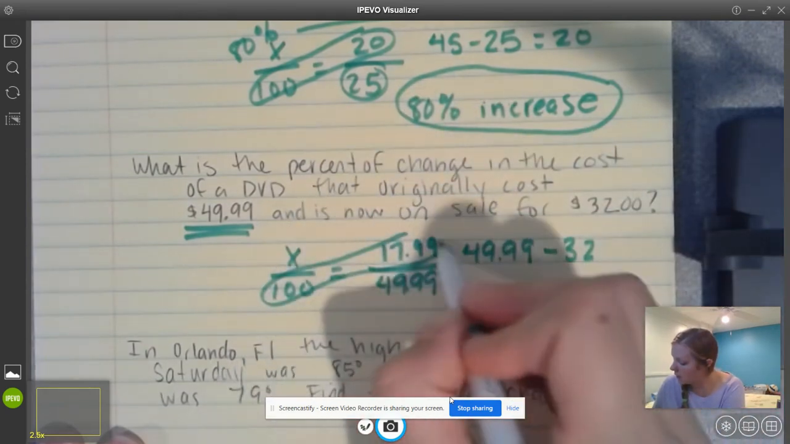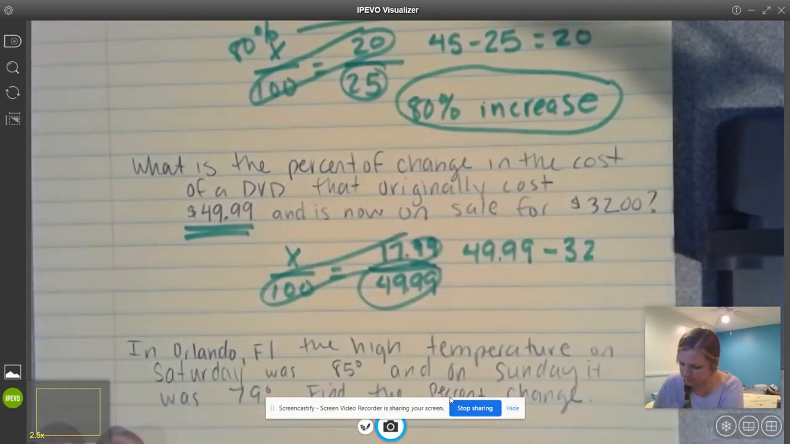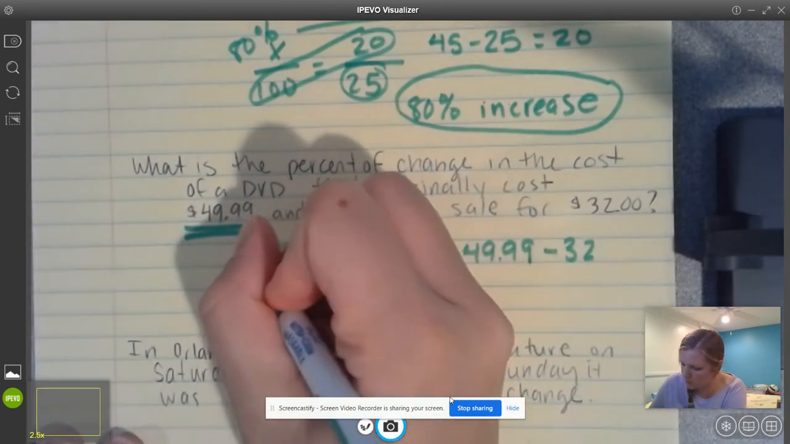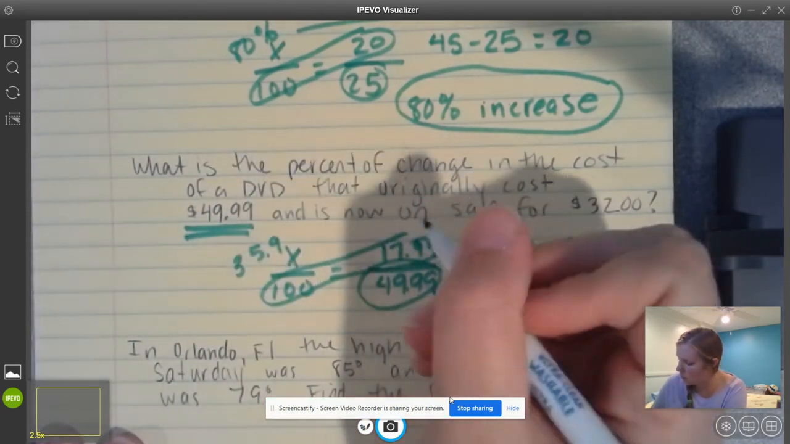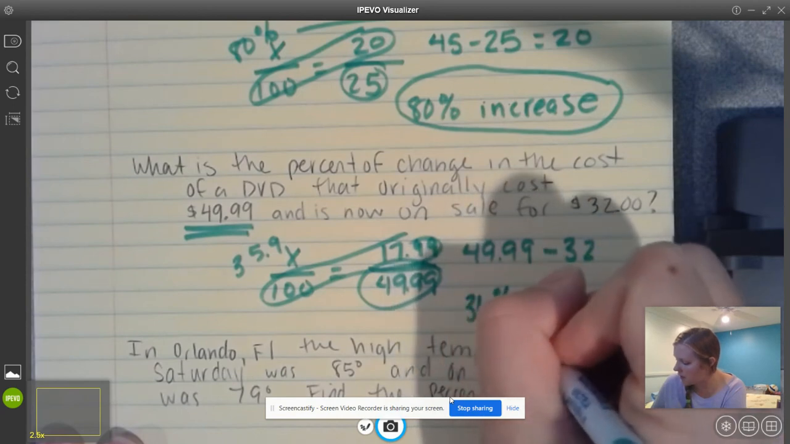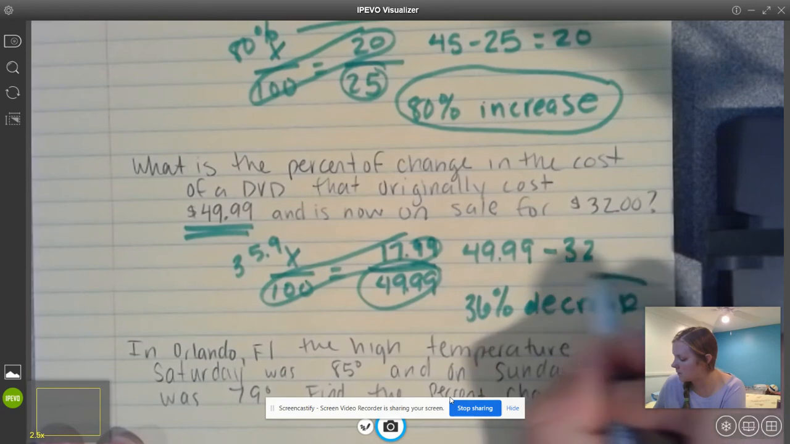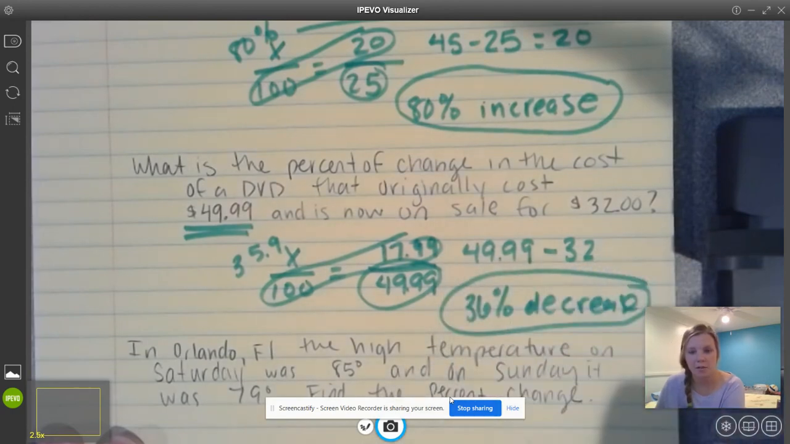Then we cross multiply and divide. And we get 35.9, so we could say 36%, and it went down. So this is a decrease, 36% decrease.